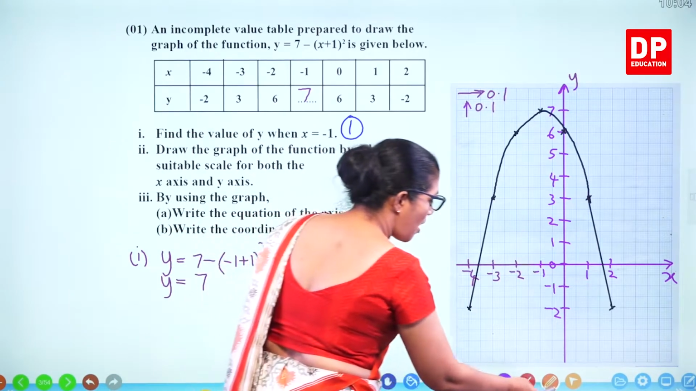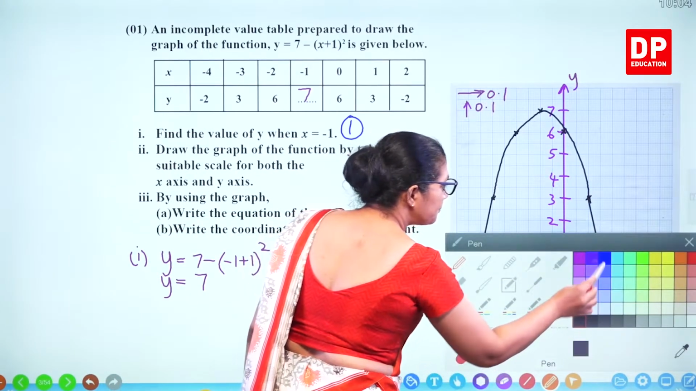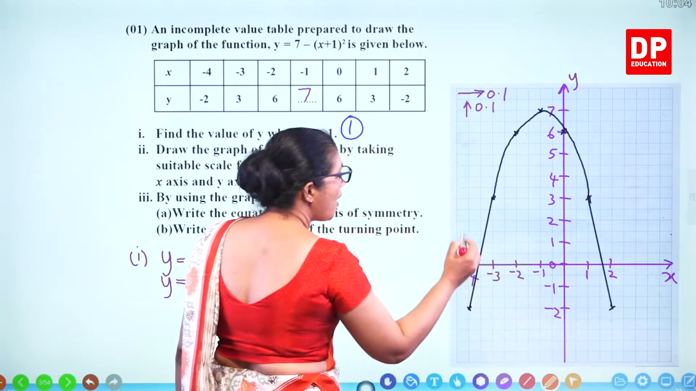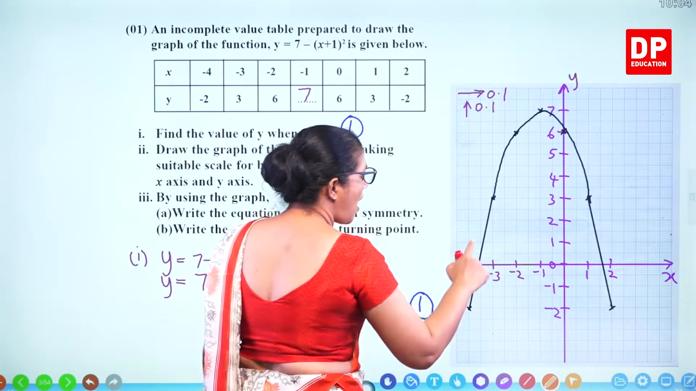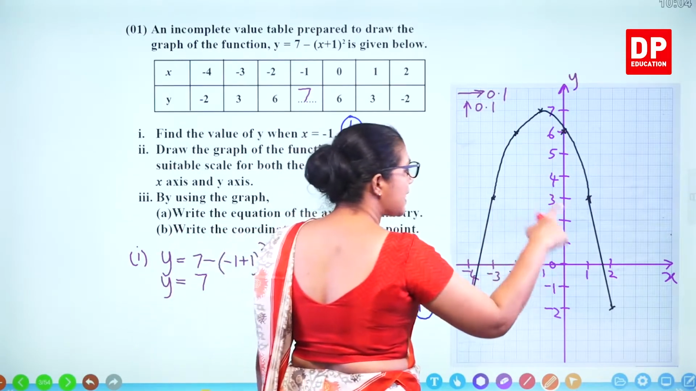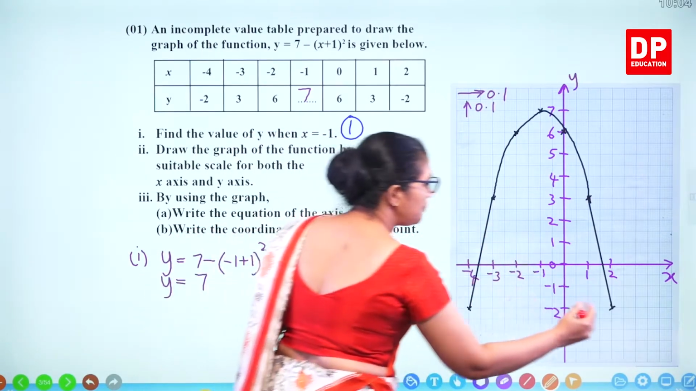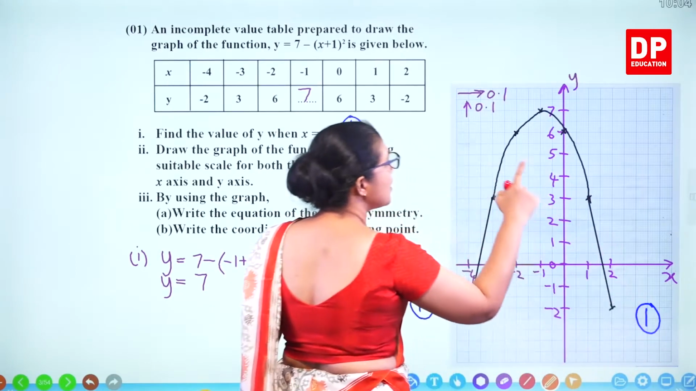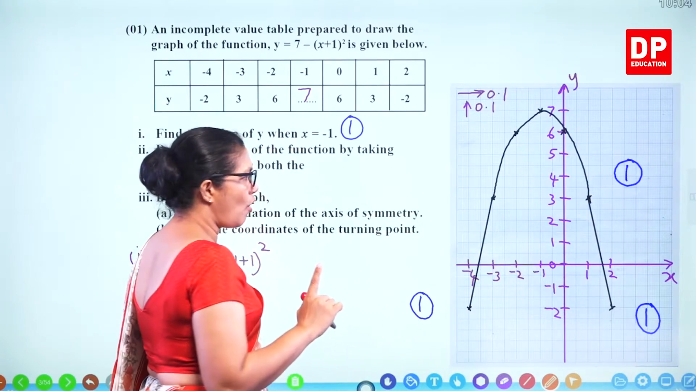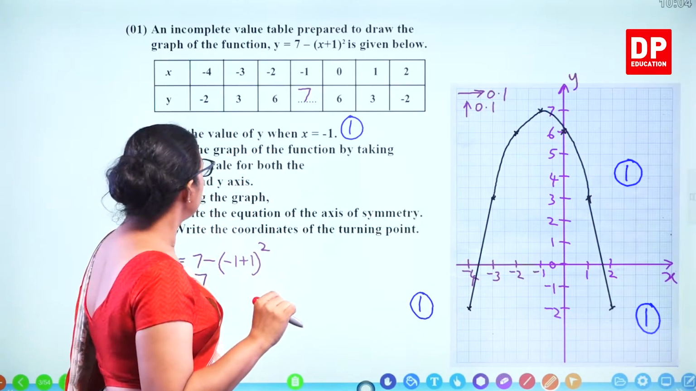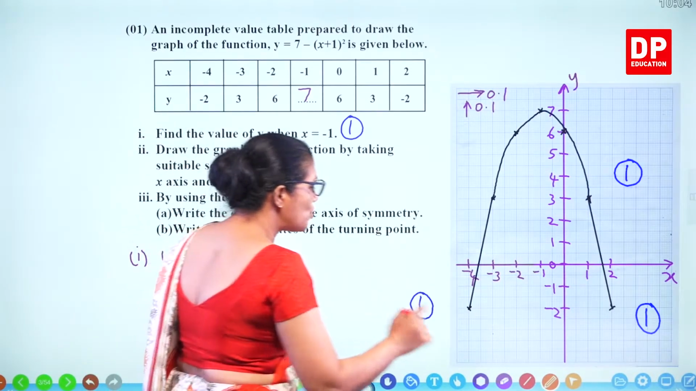So you get marks. 1 mark for marking the points. 1 mark for the scale. And 1 mark for connecting smoothly. Altogether 3 marks.